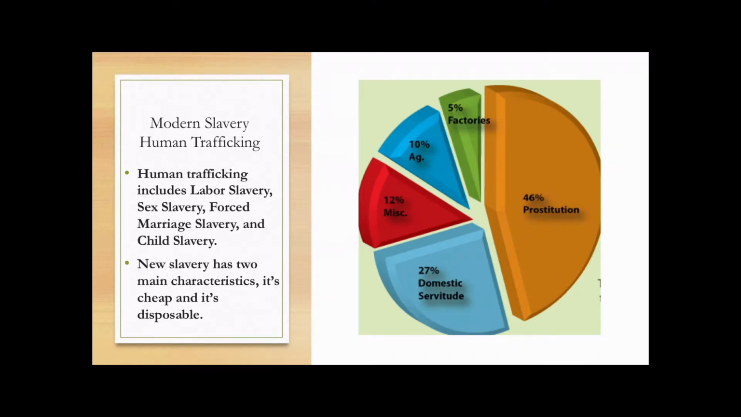The victims suffer from physical and psychological injuries, even if they are fortunate enough to be rescued. Often, inhumane living conditions cause the trafficking victims to contract illnesses. New slavery has two main characteristics. It's cheap and it's disposable. Slaves today are cheaper than ever. In 1850, an average slave in the South cost the equivalent of $40,000 in today's money. Today, a slave costs about $90.